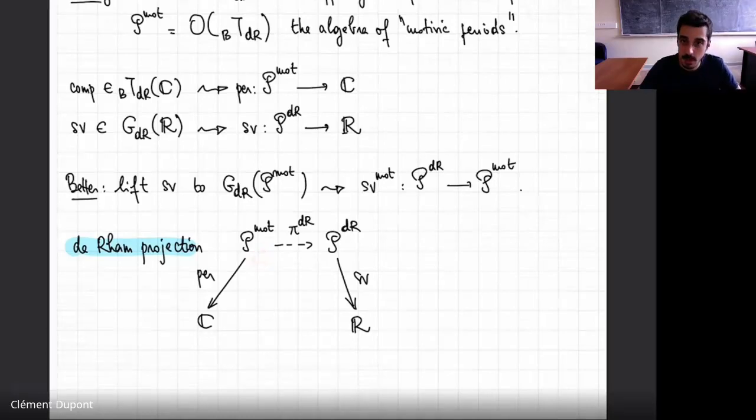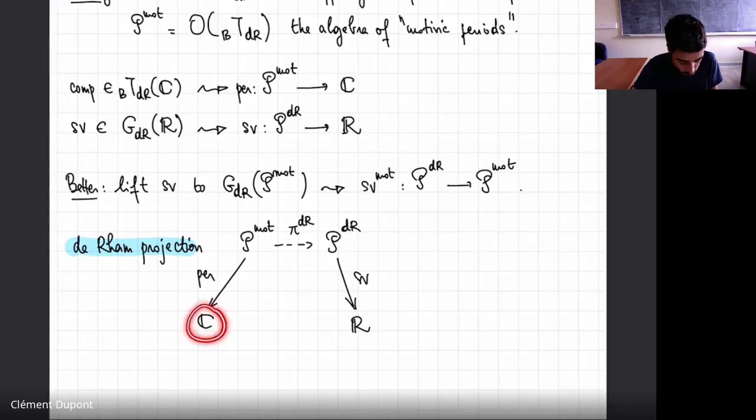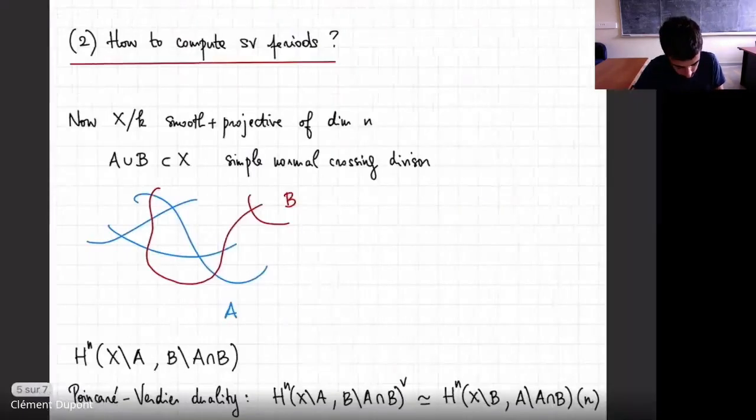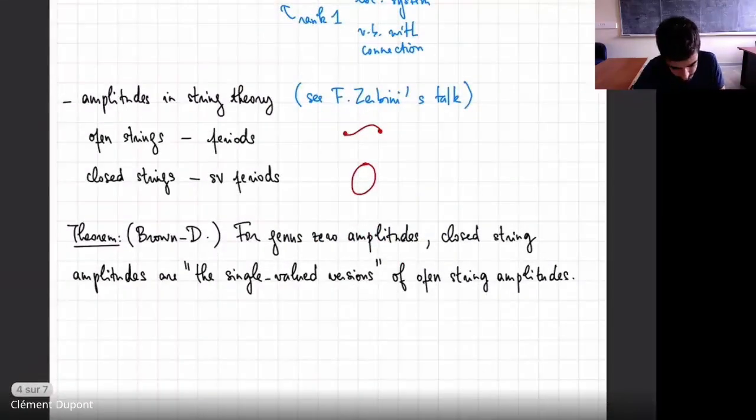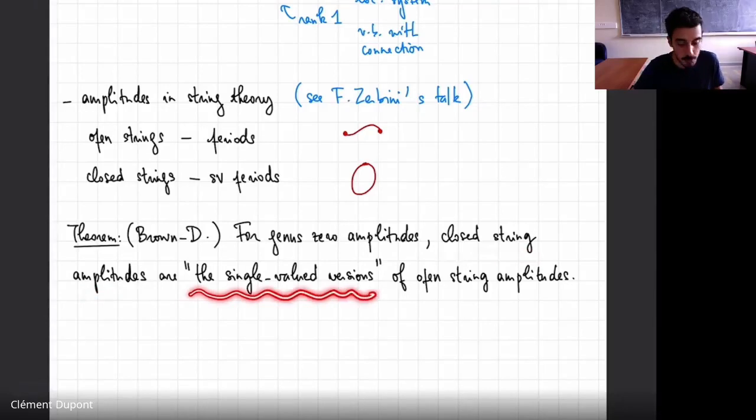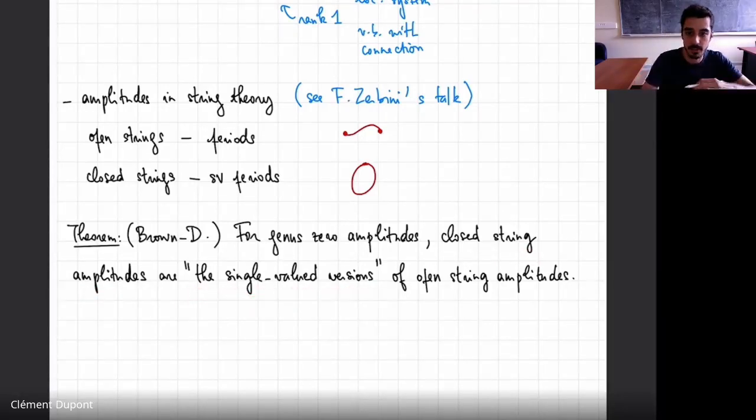a motivic period. Then if you're in the right cosmological framework, you can apply this map, this Durand projection, and then the single value projection. And this gives you another complex number, which is real in this case, that's called the single value period. So there's a way to go really from, if you believe in the period conjecture, from periods to single value periods in one go. And this is kind of what was behind the imprecise statement of this theorem that closed string amplitudes are the single valued versions of open string amplitudes. It's meant in this way, via this kind of bridge from periods to single value periods.